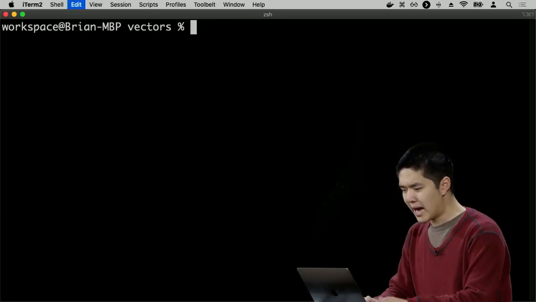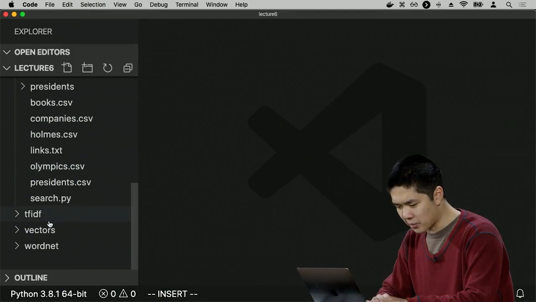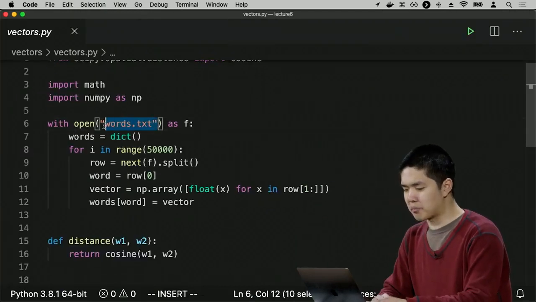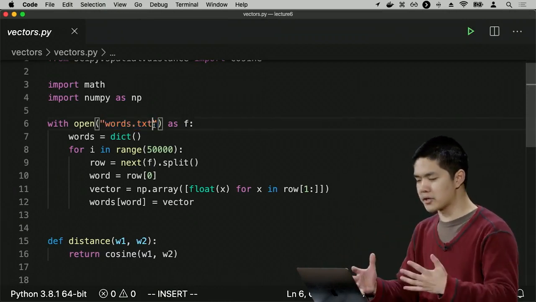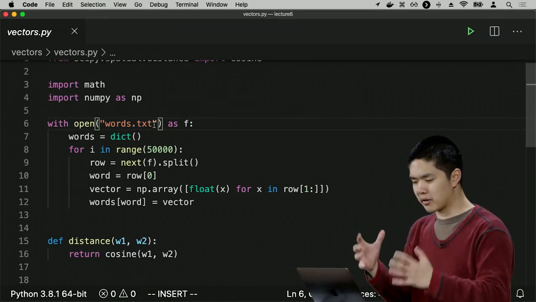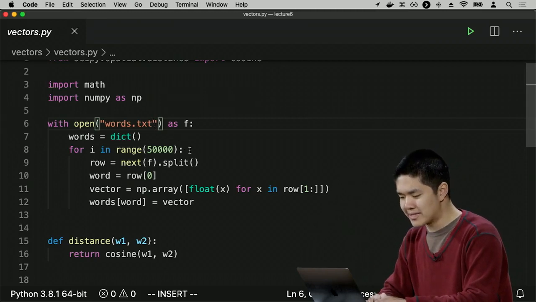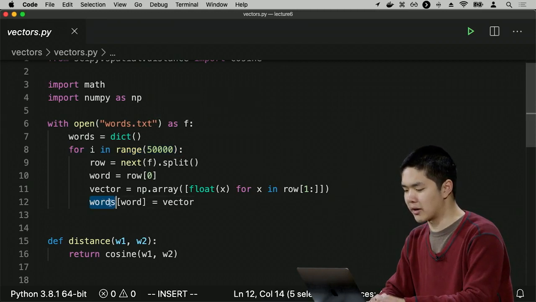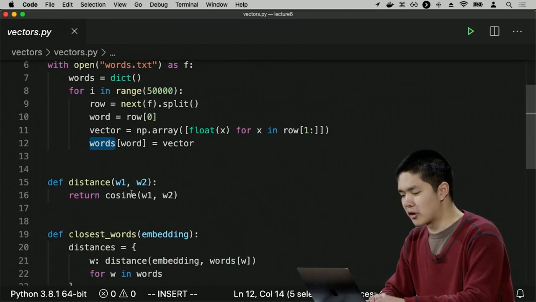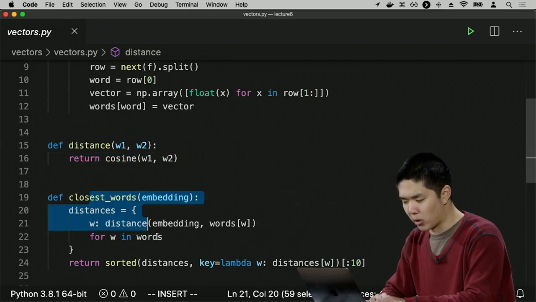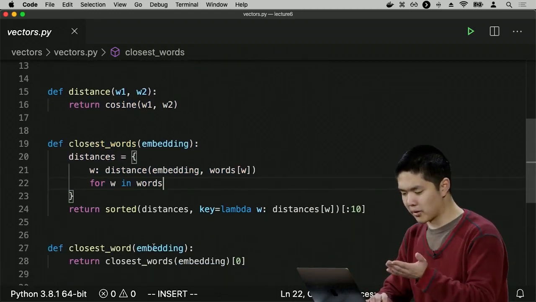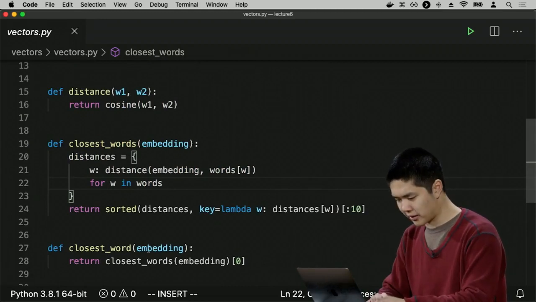So we'll go ahead and go into vectors. And what I have inside of vectors.py, which I'll open up now, is I'm opening up words.txt, which is a pre-trained model where I've already run word2vec, and it's already given me a whole bunch of vectors for each of these possible words. And I'm just going to take like 50,000 of them and save their vectors inside of a dictionary called words. And then I've also defined some functions called distance and closest words, that'll get me what are the closest words to a particular word, and then closest word that just gets me the one closest word, for example.